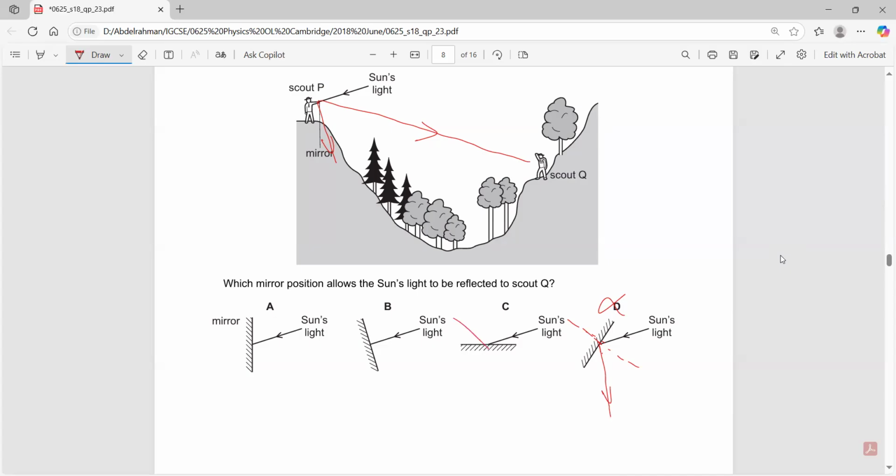C is definitely wrong. B seems to be very close, but it's wrong. Why? Because with B, the light will be reflected back towards the sun. So basically, you're reflecting the light back to where it came from, so it's wrong. Actually, A is correct. Again, if you draw the normal line, it would be reflected downwards with a small angle. So A is the correct answer.